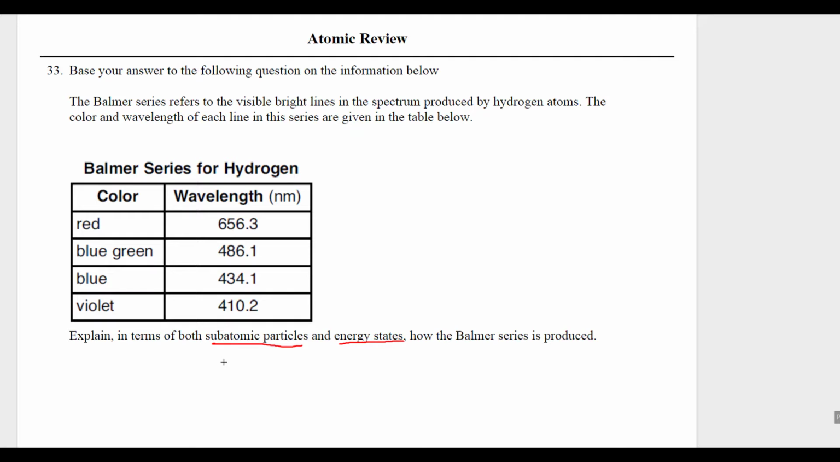So, subatomic particles, if we're talking about emission spectra or light being produced from an atom, the only subatomic particle I want to be talking about are my electrons. In energy states, that would be going from ground to excited and back. So let's construct an answer. If you said that when an electron gets excited, it absorbs energy and goes into a higher energy level, then releases that energy when it returns to ground state, that's all you have to say. Or if you said light is emitted when an excited electron drops back down to ground state or down to a lower shell, that would also be completely fine.